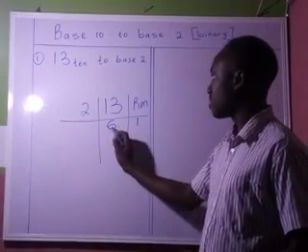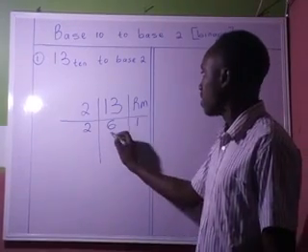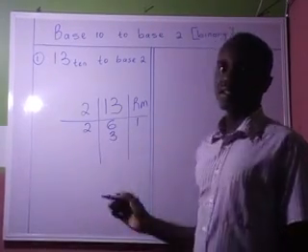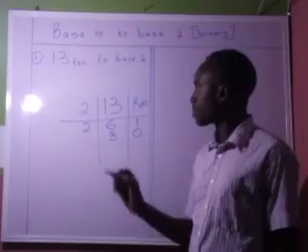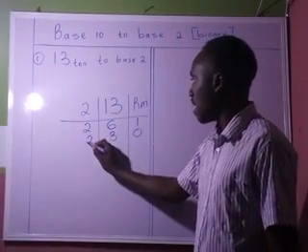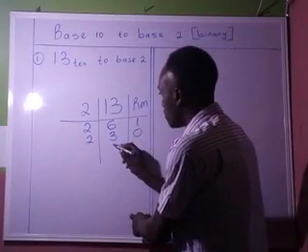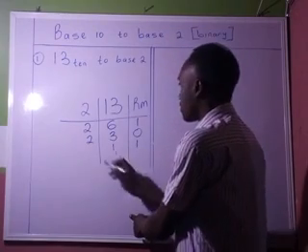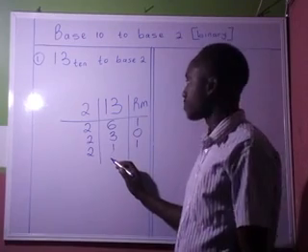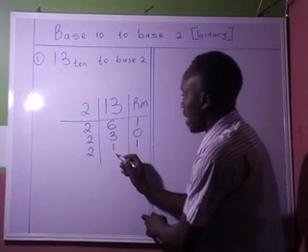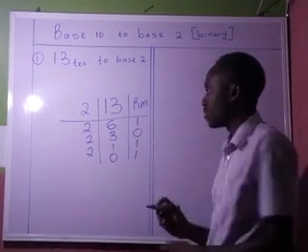Now again, I'm going to divide this 6 by 2. 6 divided by 2 gives us 3. But this time around, there's no remainder. So I'm going to put the number 0. Again, I will divide this 3 by 2. That will be 1, remainder 1. And the last time, 1 divided by 2 is not possible. So which means I'm going to put 0 here, and the 1 will be standing at this point.